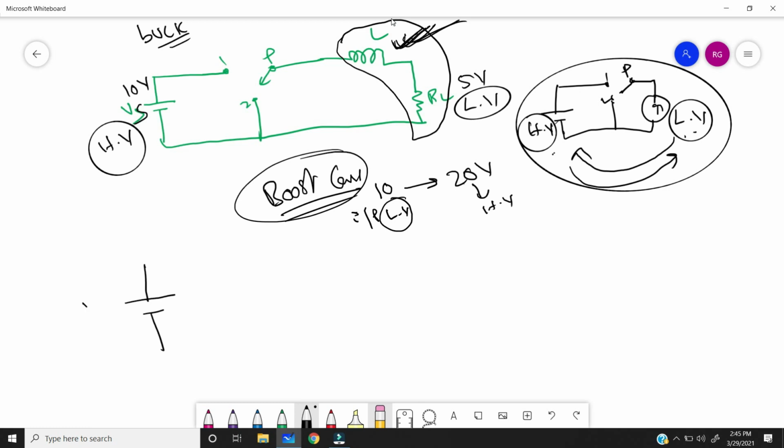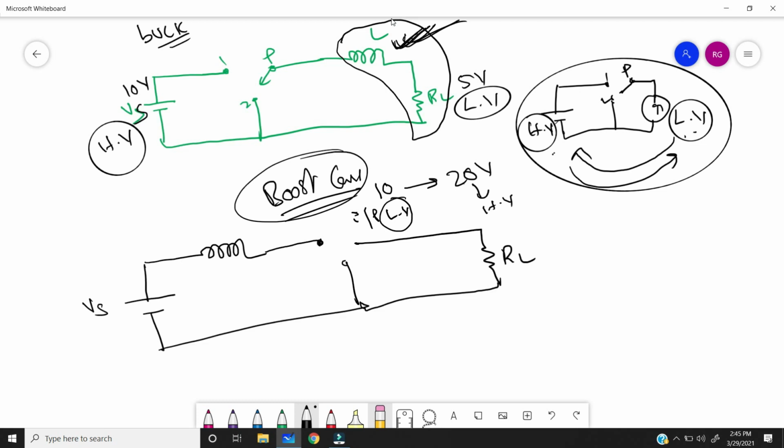We have that same source, nothing but the Vs, and here I am taking the inductor, because in the buck converter the lower voltage side has the inductor, but in the boost converter we have the lower voltage side as input. That's why I am taking the inductor to the input, and again I am taking the circuit here, just giving it to the load RL. The load does not change. This is the boost converter circuit.